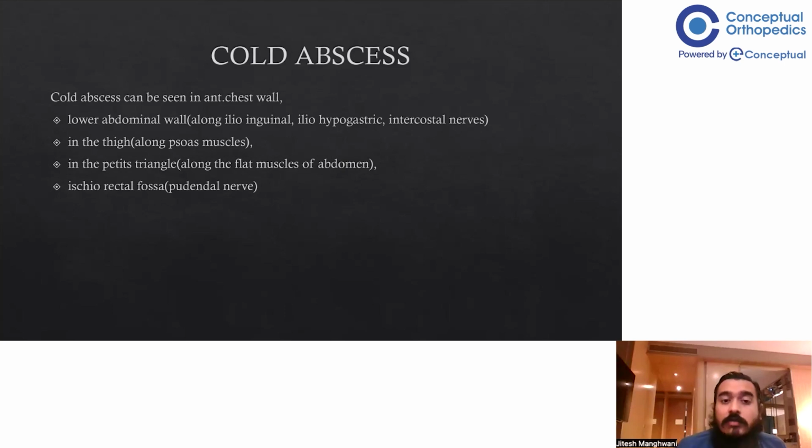So understanding these nerves and muscles is important rather than just remembering this, because this is asked in the MCQ and also in the Viva. So most common is along the nerve, but it may also happen along the muscle. Lower abdominal wall may be via ilioinguinal, iliohypogastric, intercostal nerves. Ischiorectal fossa is via pudendal nerve. In the thigh is along the psoas muscles, and in the Petit's triangle along the flat muscles of the abdomen.